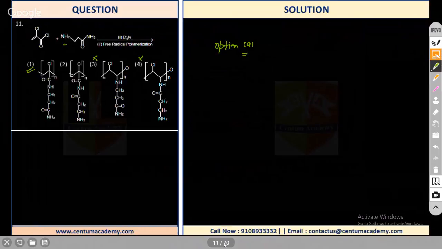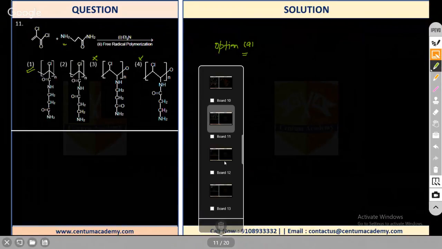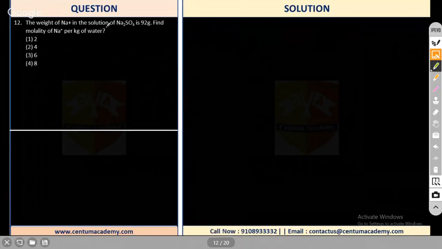Question number 12. The weight of Na plus in the solution of Na2SO4 is given, right? 92 gram. Find the molality of Na plus. Okay, so what is the formula of molality we have? It is the number of moles of solute divided by the mass of solvent in kg, right?